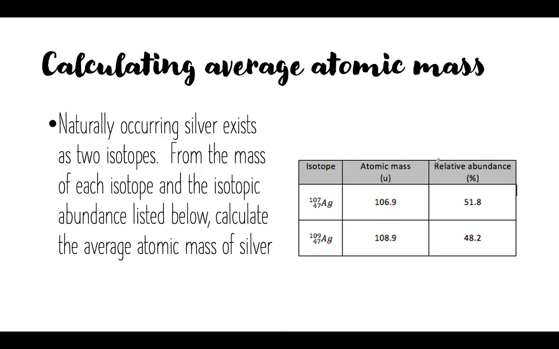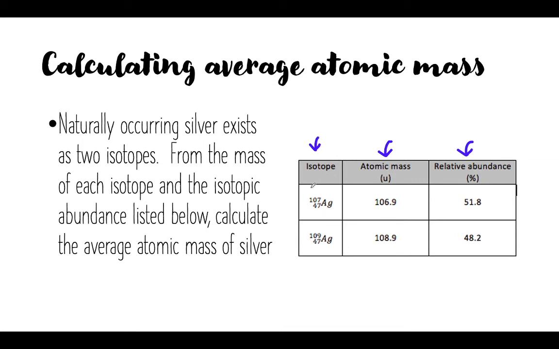So here's a question where you are asked to find the average atomic mass of silver. For silver, there are two naturally occurring isotopes. I am given in this question the name of both of these isotopes: silver 107 and silver 109. I've got the mass of each of these and the abundance, or the percentage in which they are found in nature. So 51.8% of all of the silver that I find in nature is going to be silver 107, and 48.2% is going to be silver 109.